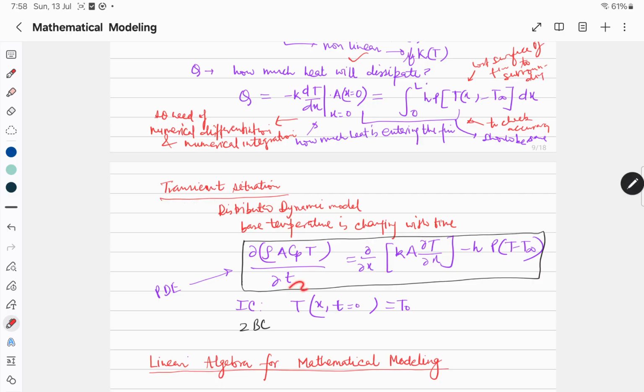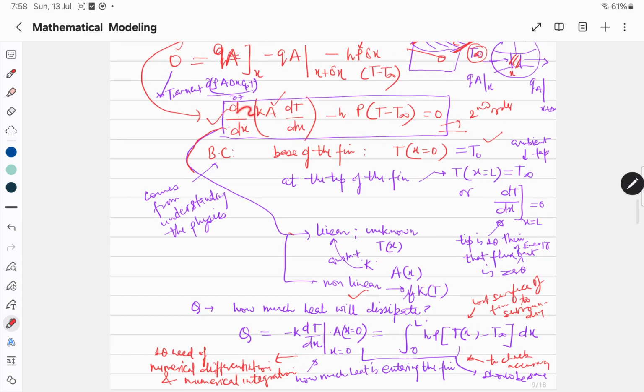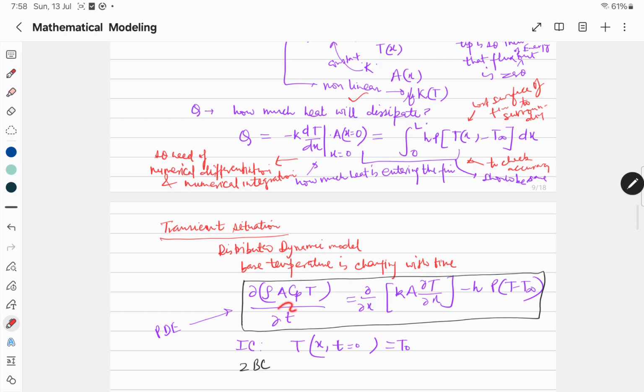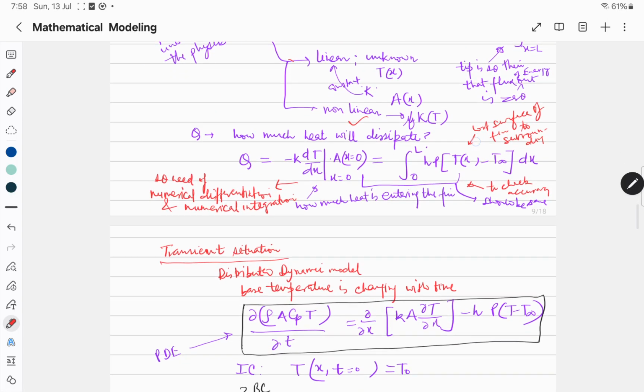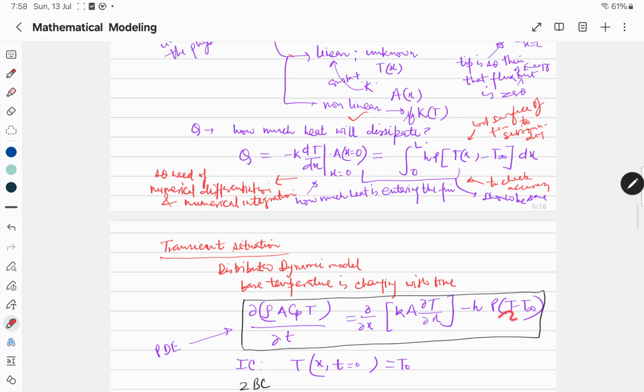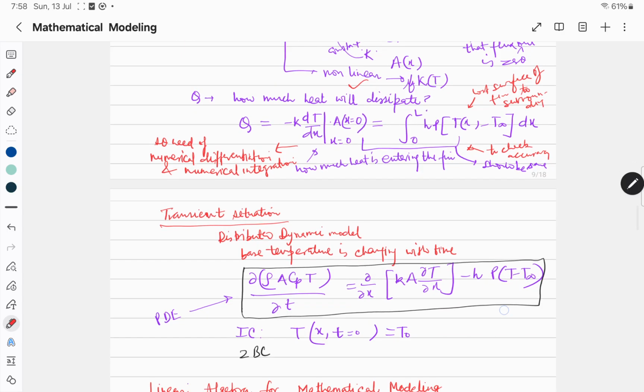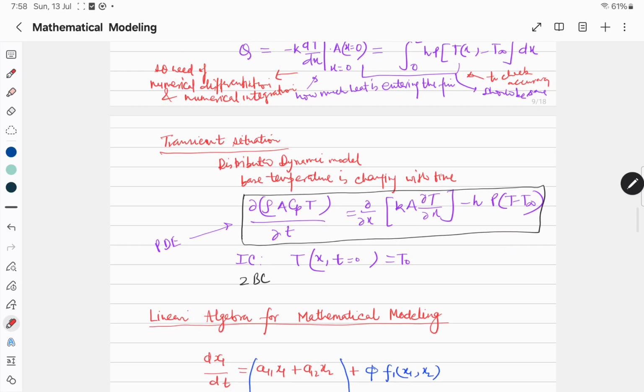Now in the case of a transient situation, the left-hand side will not be 0. In this equation, the left-hand side would not be 0. So this would be ∂(ρ A c_p T)/∂t equal to ∂/∂x (k ∂T/∂x) minus S p (T minus T infinity), the rest will be the same. Now this is a partial differential equation.